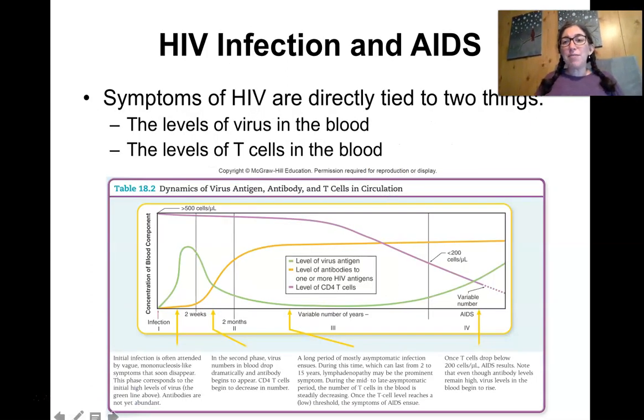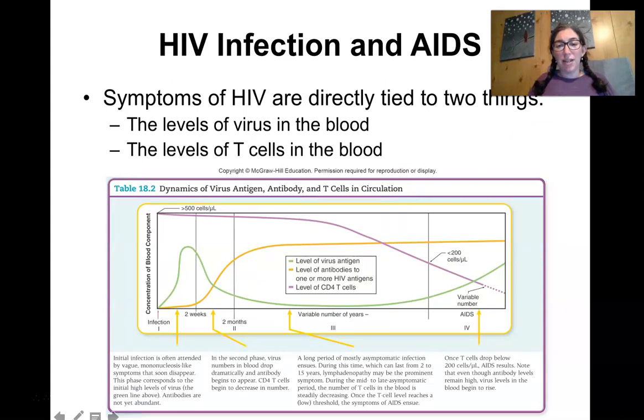So HIV infection is very interesting, and I think I drew this graph out a little bit when we were talking about ELISAs and doing testing for HIV. So on here we have, on the y-axis, the concentration of whatever. Some of these are antigen concentration and some are antibody concentration. So the concentration is the y-axis. The x-axis is time after infection.